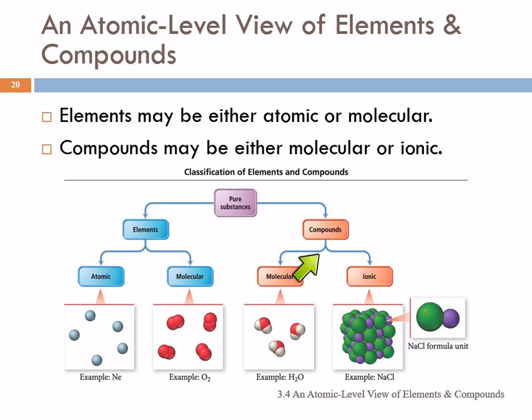And then for the compounds, we can divide these into molecular compounds or ionic compounds based on the types of bonds that they have. So a molecular compound is going to be composed of molecules, and those molecules are atoms that are covalently bonded together. An ionic compound is going to be composed of ions, and they're bonded together by ionic bonds.